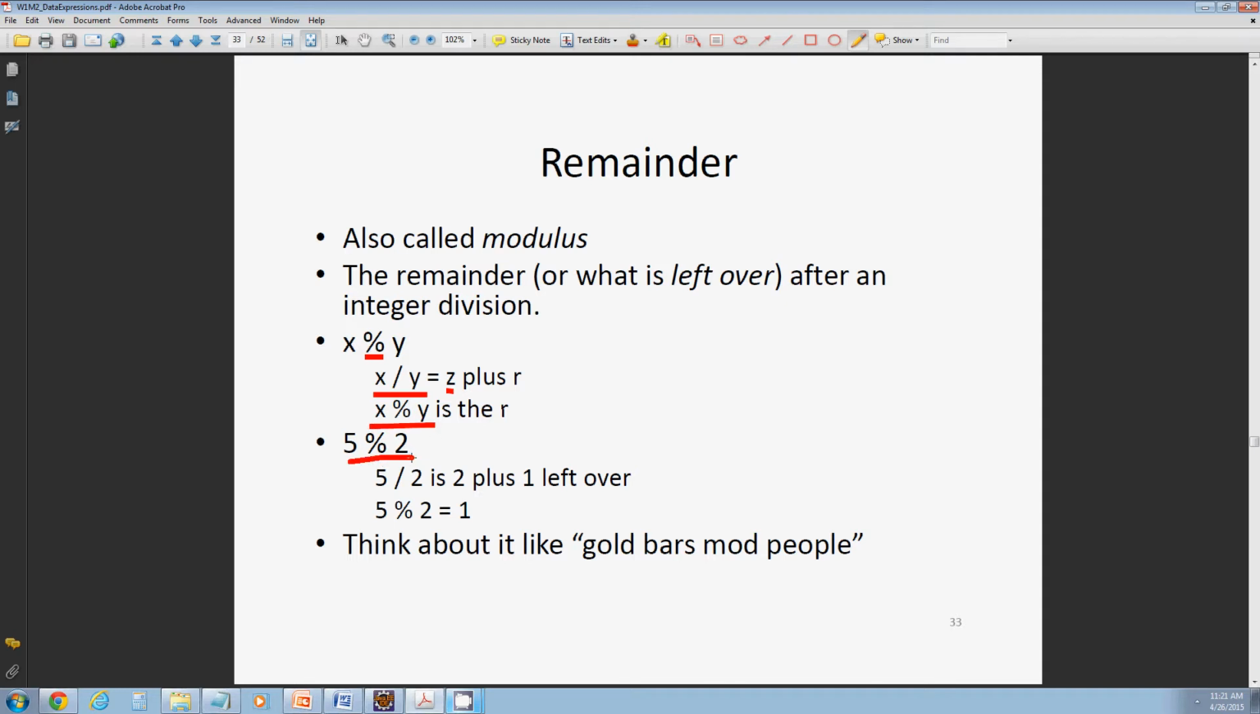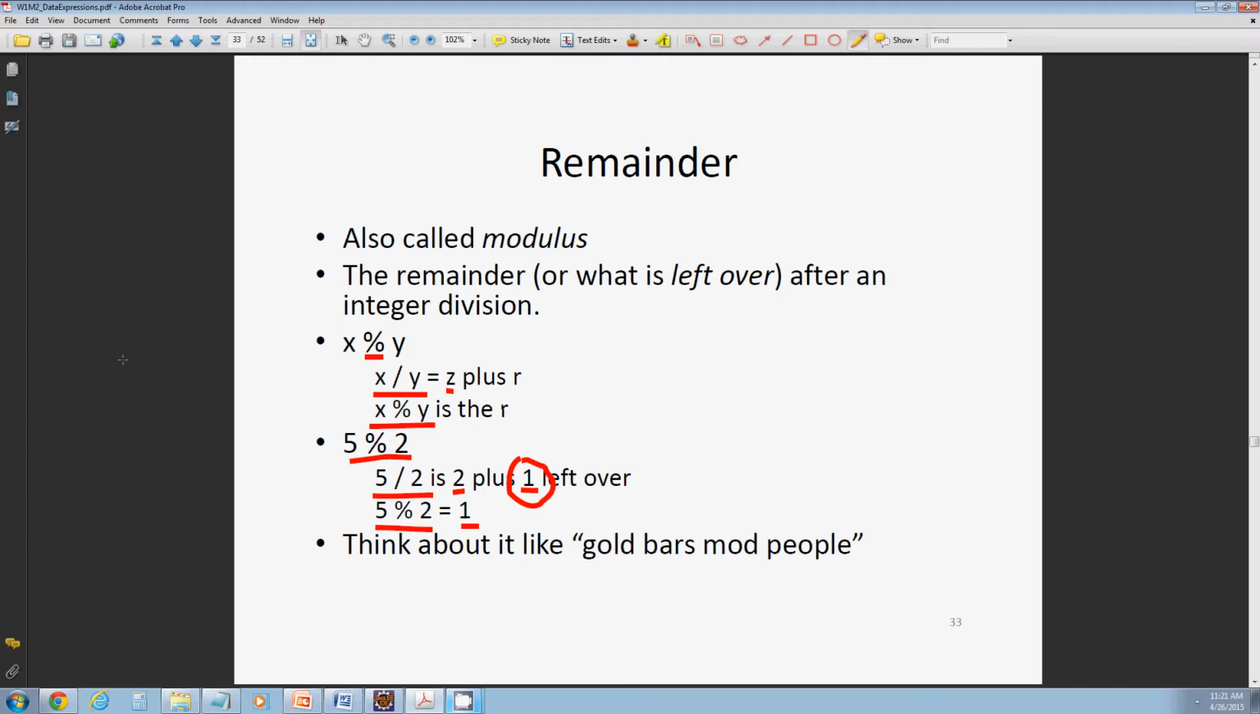So for example, if we have 5 mod 2, that's how we often say that, 5 modulus 2 or 5 mod 2, we can think about, well, what is 5 divided by 2? Well, 5 divided by 2 is 2.5, right? But if we're doing just integer division, meaning we truncate the remainder, the decimal portion, then the answer is 2. And then what's left over? What's the remainder? Well, the remainder is 1, right? Because 2 times 2 is 4, and there's 1 left over to get us up to 5. So 5 mod 2 is going to be 1.